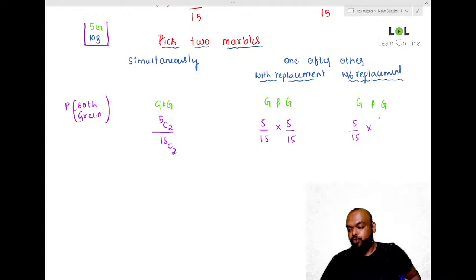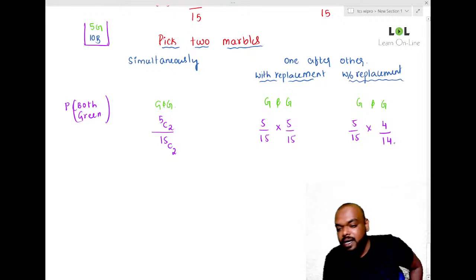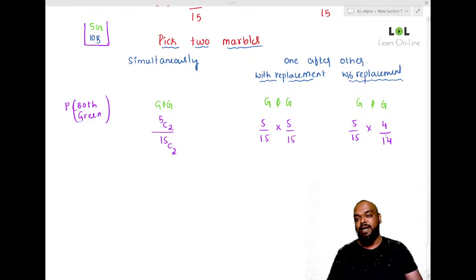4 by 14. Manohar, not 15, not 15. Now we don't have 15 marbles in the pot. When you took the first marble, one green is gone. So 4 green and 10 blue will be there. It means 14 marbles will be there. Probability of getting green is 4 by 14. Gokul, Chandana, Nayana, Tarun, perfect answer.